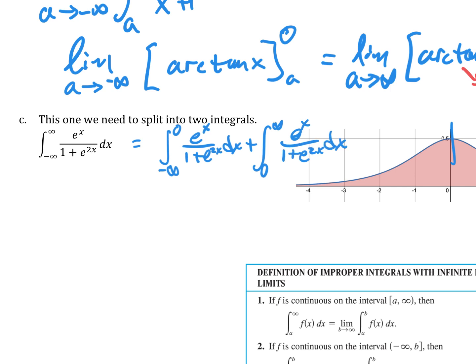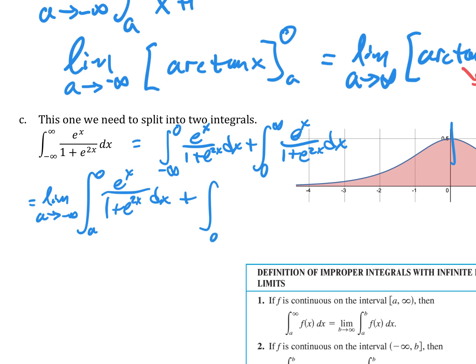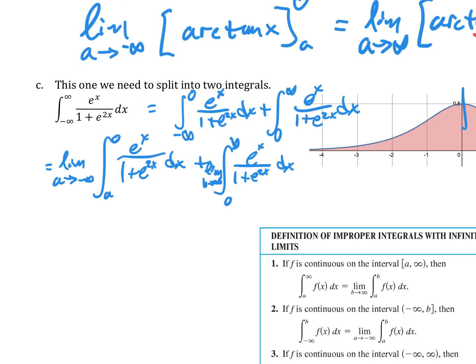So we're going to have two limits. Here we have the limit as a goes to negative infinity from a to 0 of e to the x over 1 plus e to the 2x, plus, from 0 to b, the limit as b goes to infinity of e to the x over 1 plus e to the 2x dx. All right, so let's find these limits. Now, what is this?